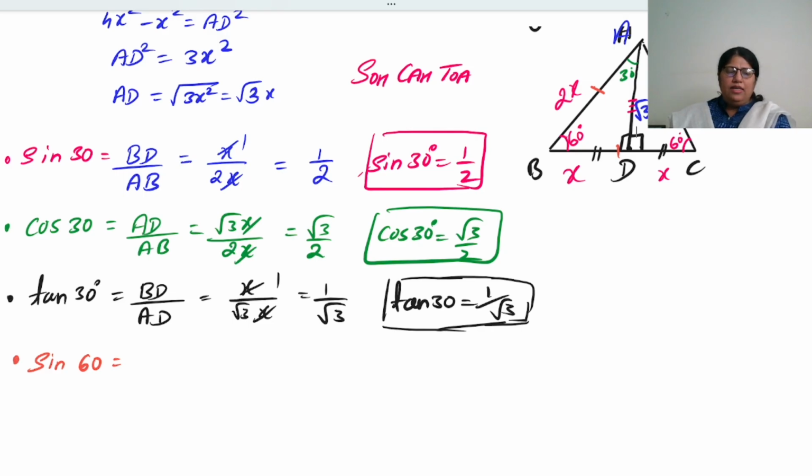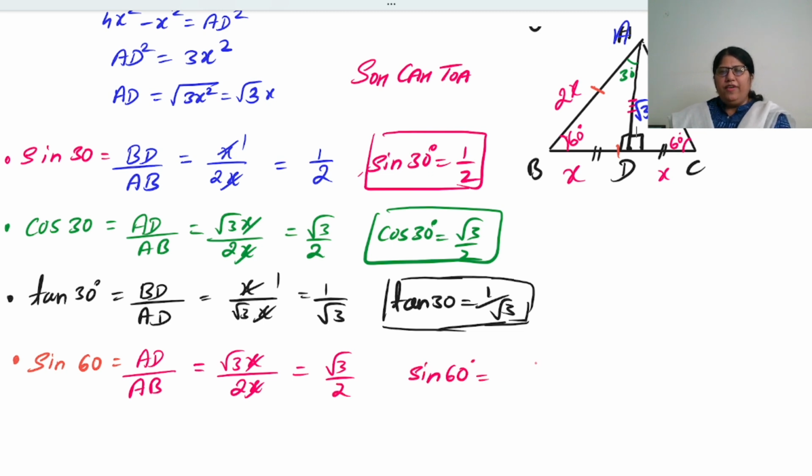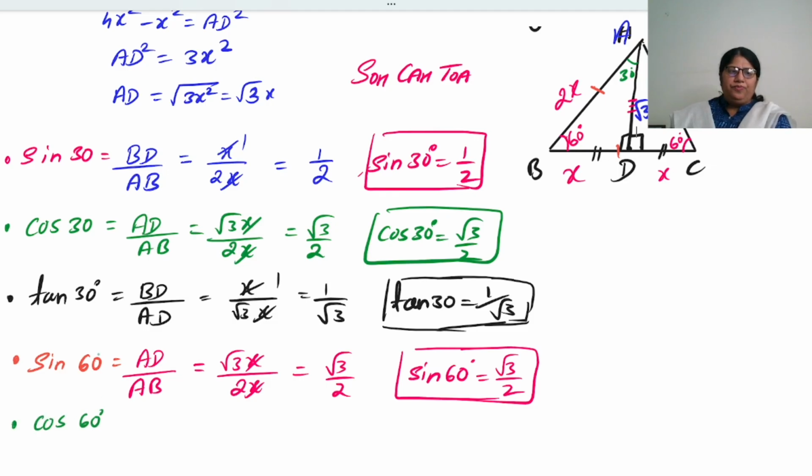So how are we going to write it here? Sine 60 is the opposite side with respect to the 60 degree angle, which is AD, and AB is the hypotenuse. So AD length is root 3x and AB length is 2x. X gets cancelled, root 3 by 2. So what is your sine 60 value? Now these values are fixed because you are getting a constant value, and you need to remember these values to solve the questions.